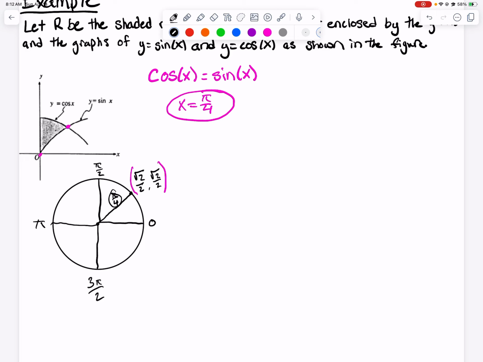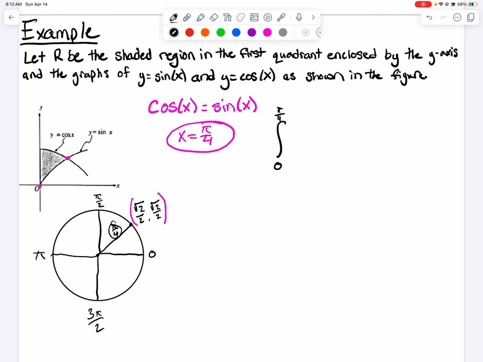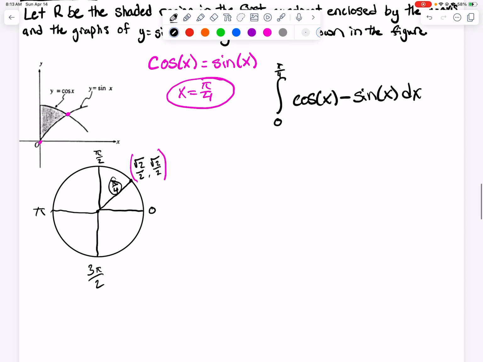So let's write it. The integral from 0 to pi over 4. Let me make that prettier. Pi over 4. Easier to read. Here, which one is our top function? Is it going to be sine of x or is it going to be cosine of x? It's like cosine of x goes there, while sine of x goes underneath. So, looking at that there, we're going to start with cosine x. So we have cosine of x minus sine of x dx. Is there anything we could do to simplify? In this case, we cannot.